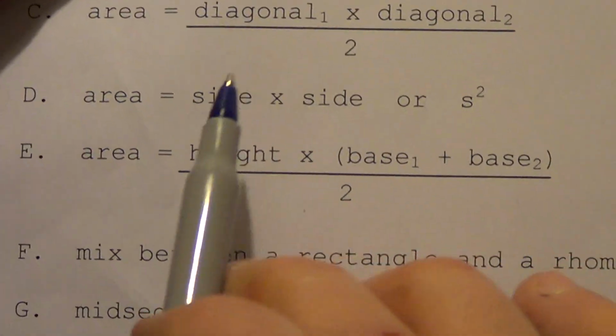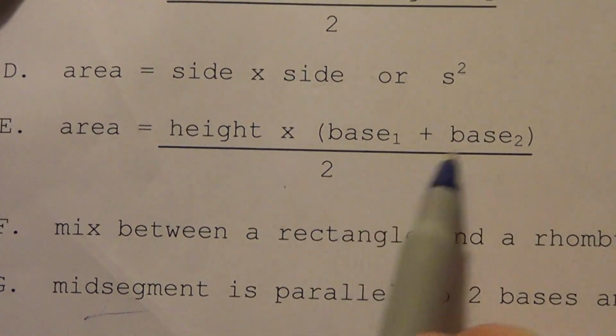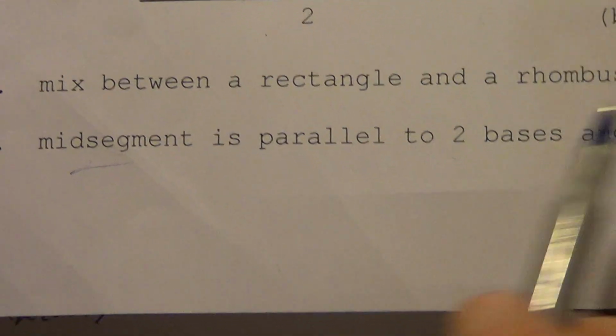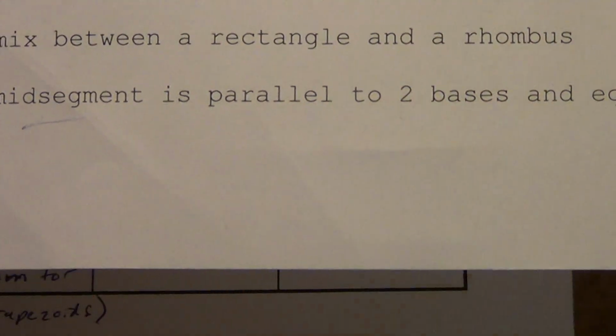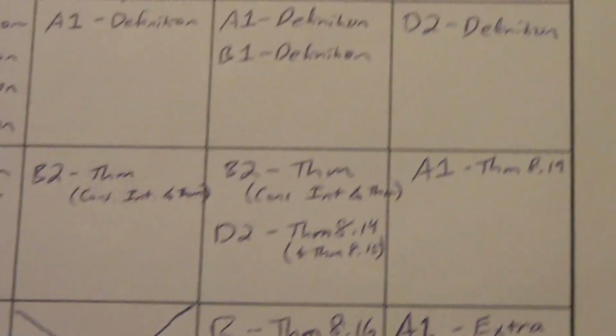Okay, letter D. Sides squared? No, the sides aren't necessarily perpendicular to each other. Do we have two bases? No, remember bases are parallel to each other. A kite doesn't have anything that's parallel. Mix between a rectangle and a rhombus? No. Mid-segment is parallel to the bases? No, we don't have bases. So there we go. That finishes off our sheet.